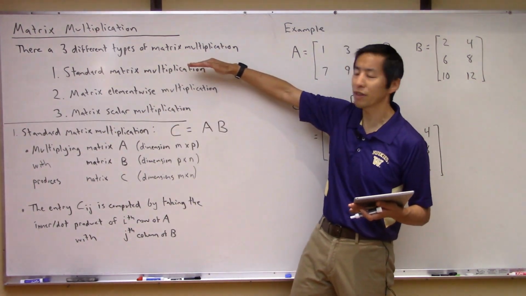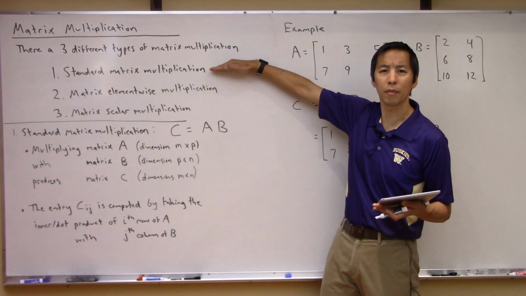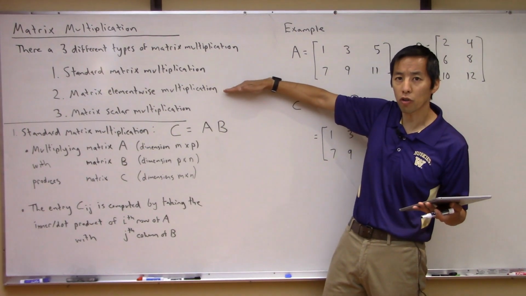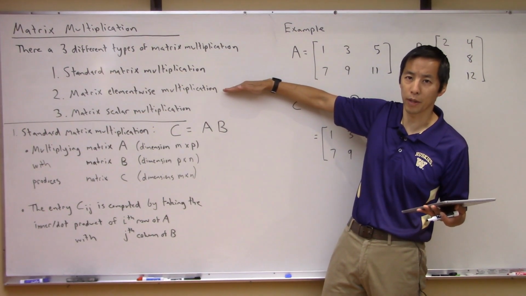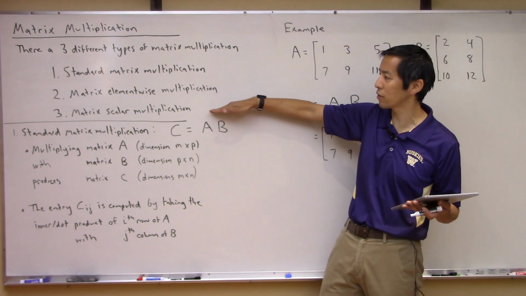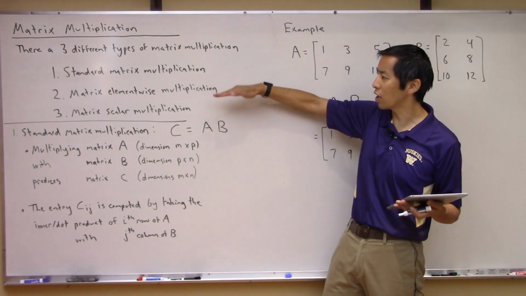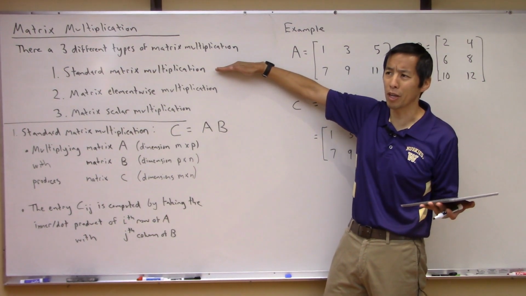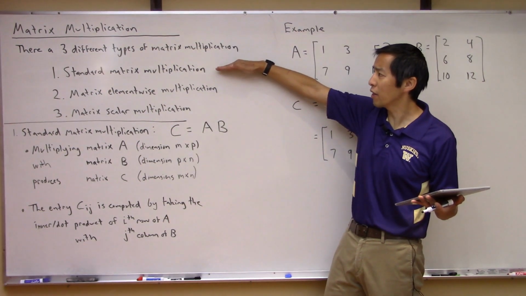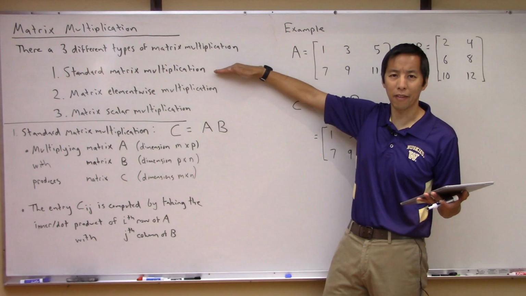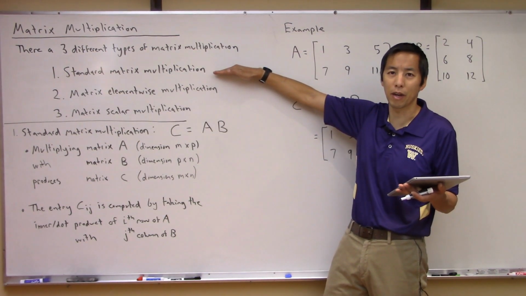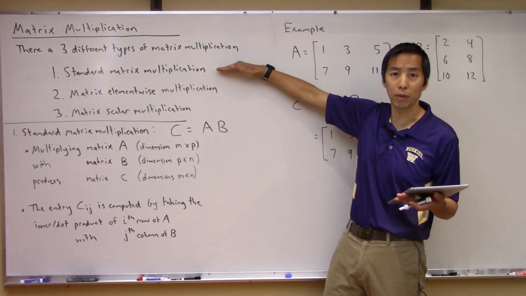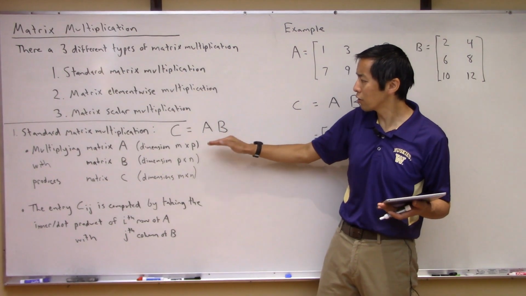The three different types of matrix multiplication are: one, what's sometimes referred to as, quote unquote, standard matrix multiplication. Two, matrix element-wise multiplication. And lastly, matrix scalar multiplication. Let's talk about each one in order. The first one is probably the most common, and maybe also the most complicated. This is what most people mean when you read a math textbook or see some reference to matrix multiplication. 8 out of 10 times we're talking about this standard matrix multiplication. So let's look at that now.